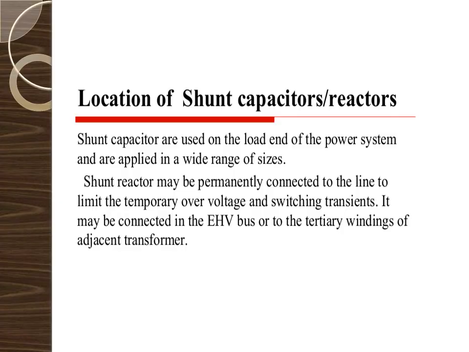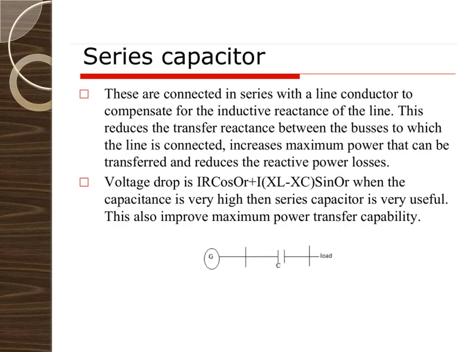Shunt capacitors are located in the power systems and applied for a wide range of sizes. Shunt reactor may be permanently connected to the line to limit temporary over voltage and string resistance.